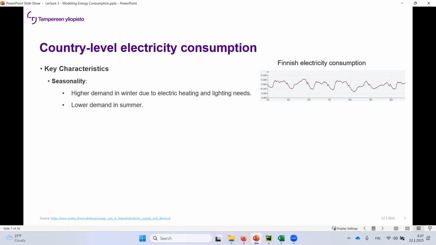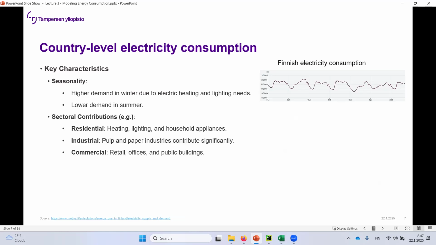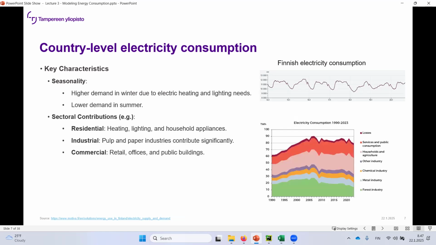And country level consumption. Key characteristics: seasonality again in Finland, higher demand in winter due to electric heating and lighting needs. And this is actually something that you can see from the Fingrid pages. Fingrid offers this consumption data for you, and they have separated the consumption data based on consumer type. I'm going to show it to you in a minute. Again, lower demand in summer, and sectoral contributions. So there's going to be some industrial consumption.